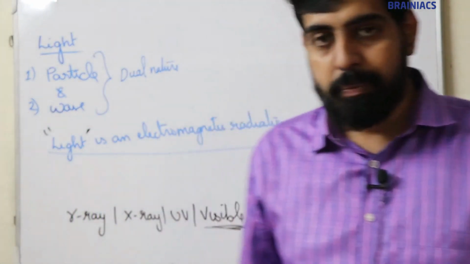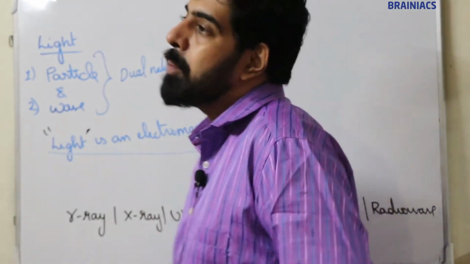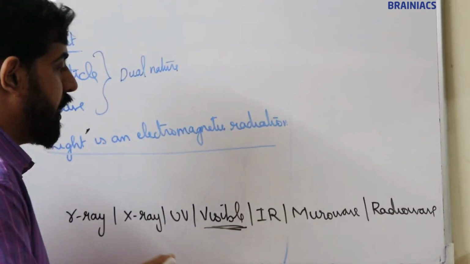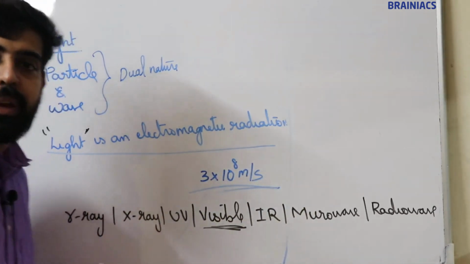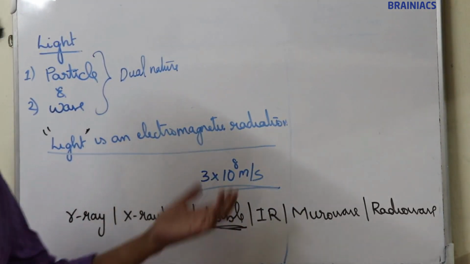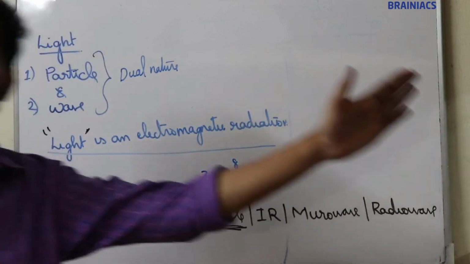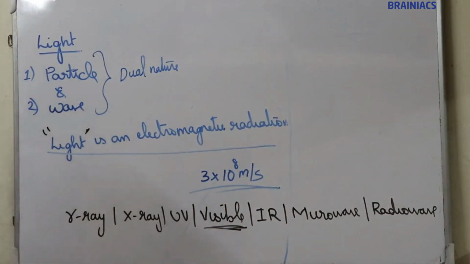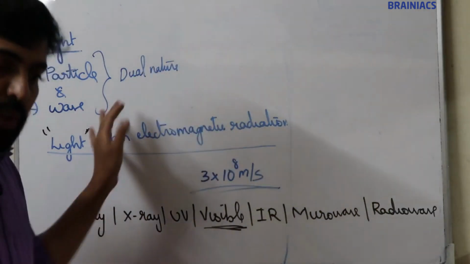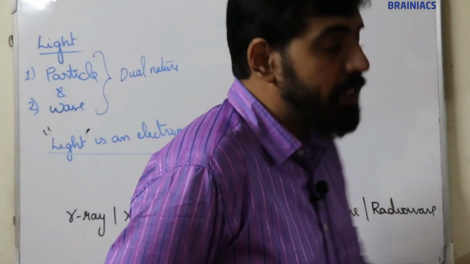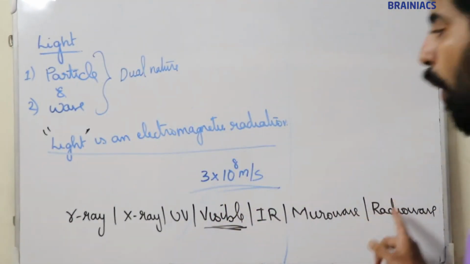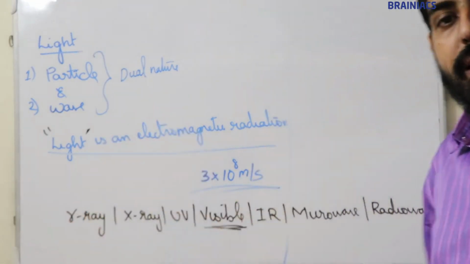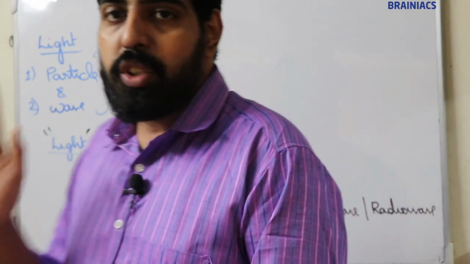These are electromagnetic radiation. Now the peculiarity of electromagnetic radiations is that all of them travel with the same speed, 3 into 10 raised to 8 meter per second. All electromagnetic radiation, that is X-ray, gamma ray, ultraviolet, visible, infrared, microwave, radio wave, travels with the same speed, 3 into 10 raised to 8 meter per second. That is the importance of electromagnetic radiation. Initially we thought light was the only electromagnetic radiation, then we came to know that there are other electromagnetic radiations, and all of them travel with the same speed, 3 into 10 raised to 8 meter per second.